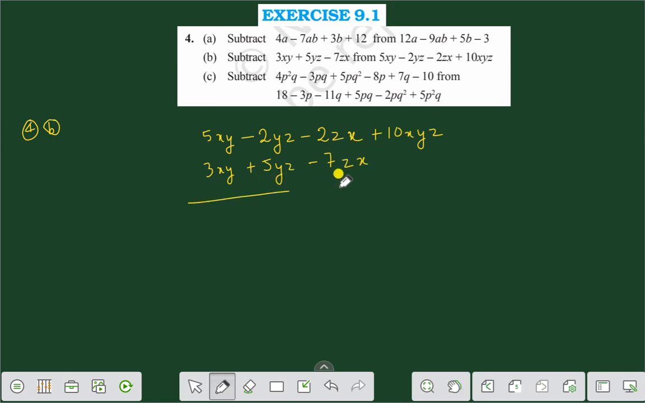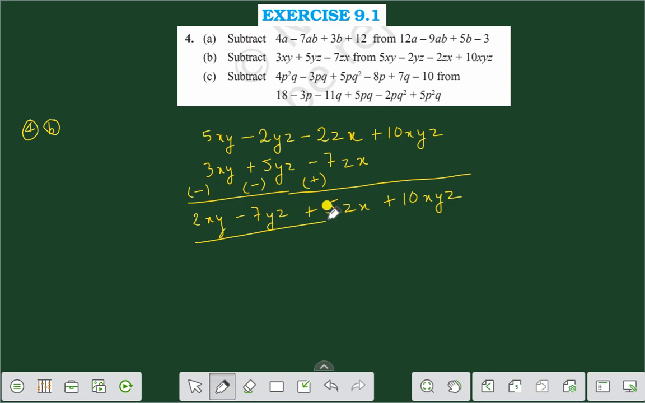Since we have to subtract, we have to change the sign. If we change the sign, minus sign will change into plus. Plus sign will change into minus. And plus sign will change into minus. We are getting 5 minus 3, that is 2xy. Minus 2 minus 5, that is minus 7yz. 7 minus 2, that is plus 5zx, plus 10xyz.